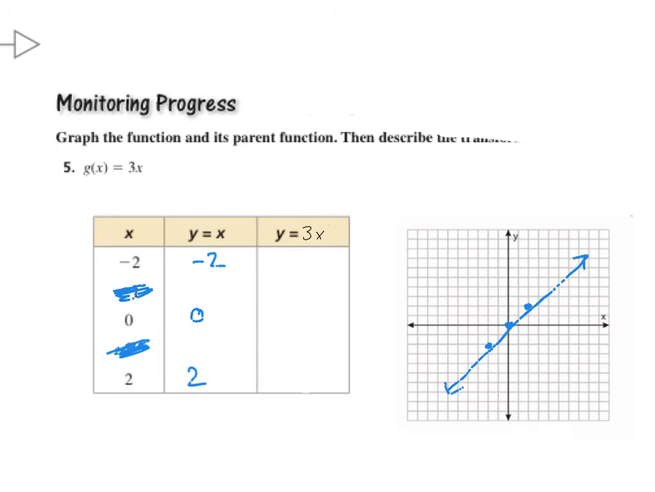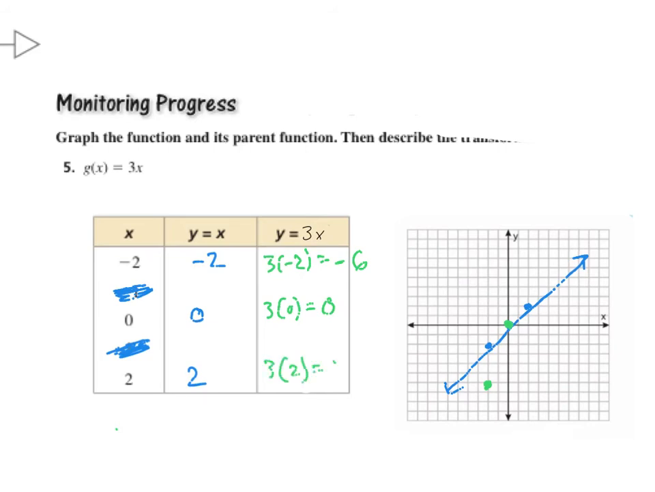Now to graph our function, we have 3 times x. So 3 times -2 is what? -6. So we're going to go to the left 2 and down 6. Next we have 3 times 0, which is just 0. And then lastly, we have 3 times 2, which is 6. So we're going to go to the right 2 and up 6.